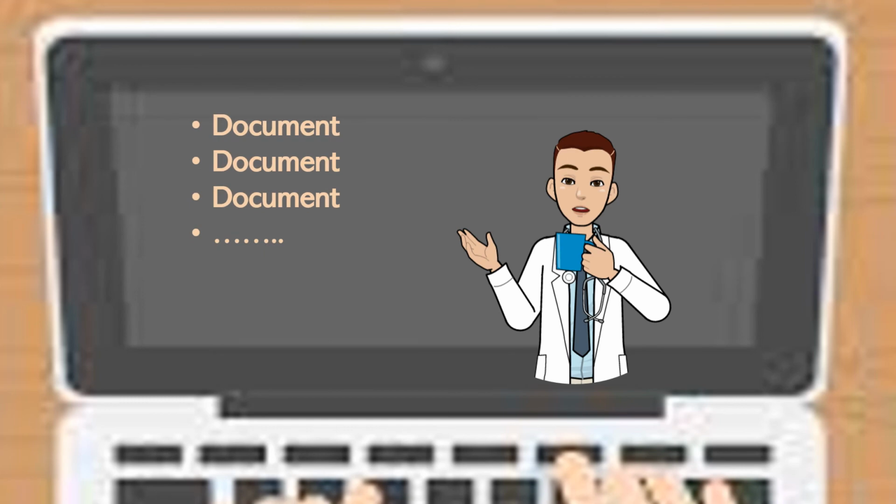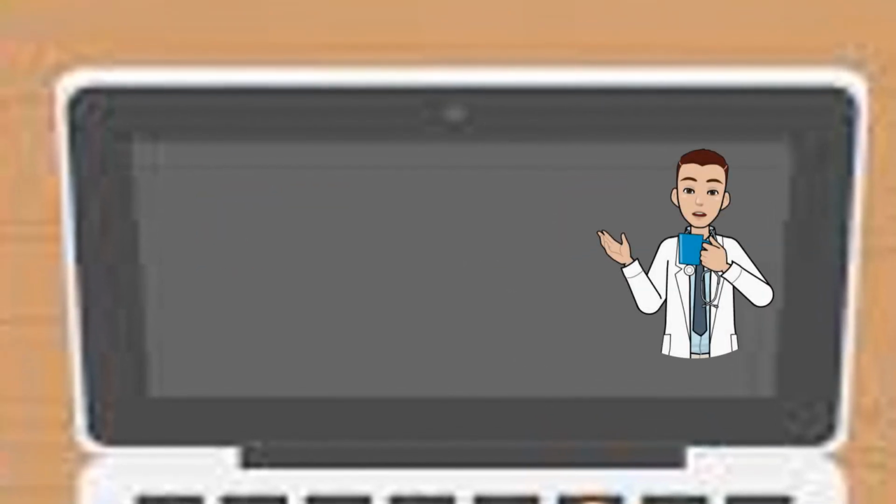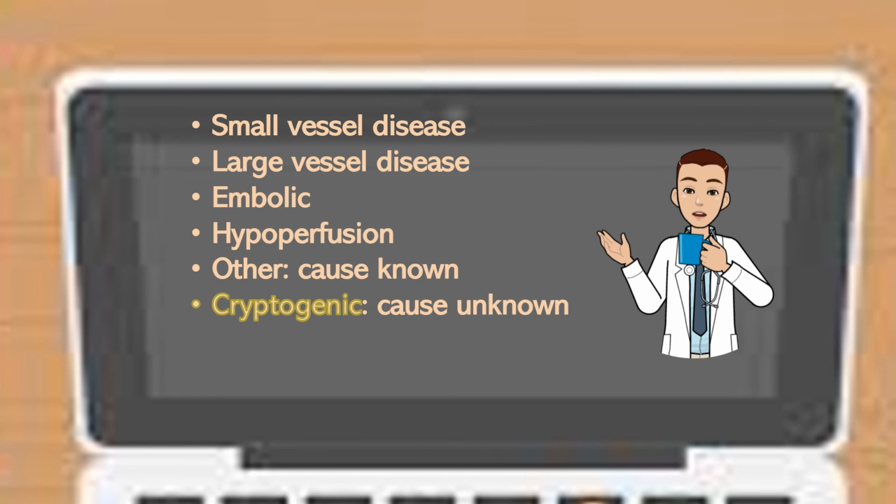Well, the important thing is we do have to document the stroke types. At least document small vessel disease, large vessel disease, embolic stroke, hypoperfusion, other types where the cause is known, or cryptogenic stroke, that means the cause is unknown.